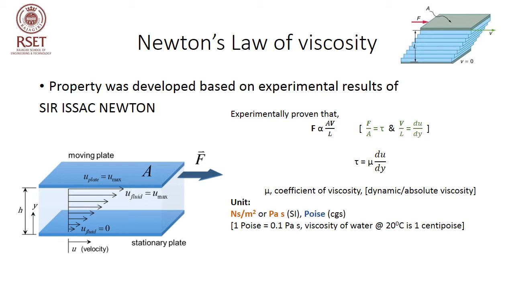Now the SI unit of dynamic viscosity is Newton second per meter square or Pascal second. In the CGS system it is called Poise. The Poise and Pascal second are related in the ratio 1 Poise equals 0.1 Pascal second, and the viscosity of water at 20 degrees is 1 centipoise.